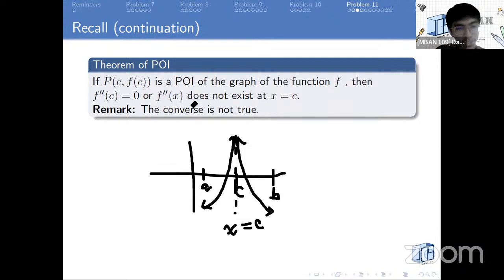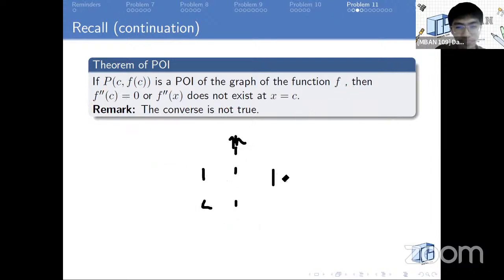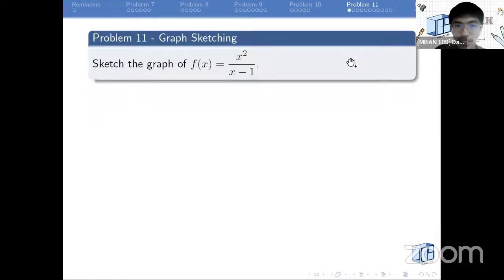Pag point of inflection, doon ka lang makakapaggawa ng ganitong implication, pero hindi mo pwedeng i-imply ito kung totoo to. So yun, tumuloy na tayo.